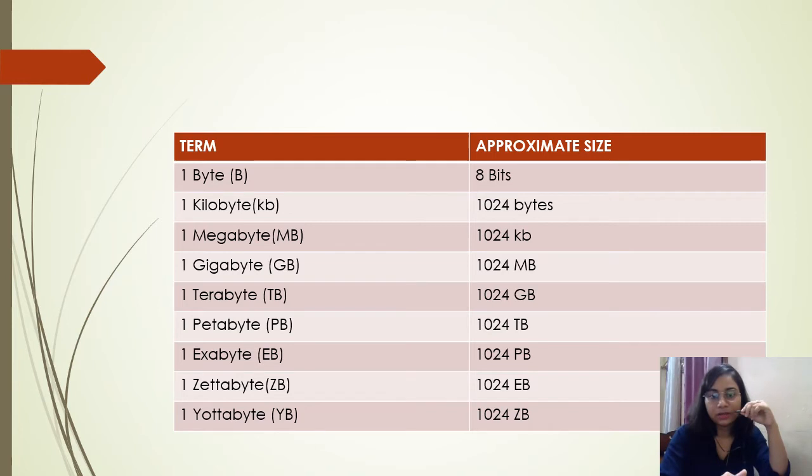So this is a chart of different storage units. Like in maths, we have different measuring units, centimeter, millimeter. In the same way, in computer storage also, we have units, like 1 byte is equal to 8 bits, 1 kilobyte is equal to 1024 bytes. So this is a chart, like GB, MB, that is gigabyte, megabyte. 1 megabyte is equal to 1024 kilobytes. So this is a chart of different storage units.